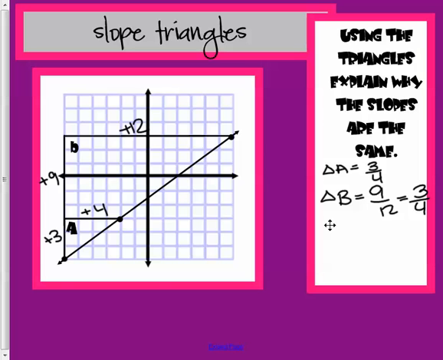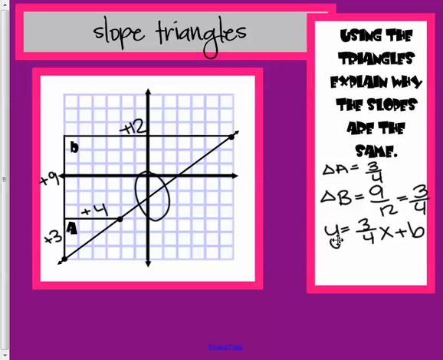So to start my equation, I have y equals 3/4 x. It's positive because it's going from the left to the right upward. And then plus b. We don't know what b is, but we know that it's going to be somewhere in between negative 1 and negative 2.